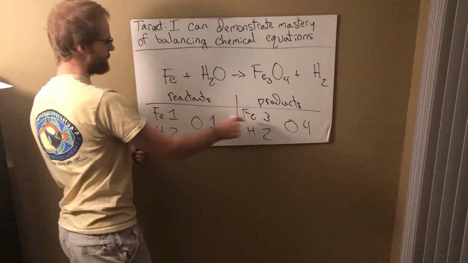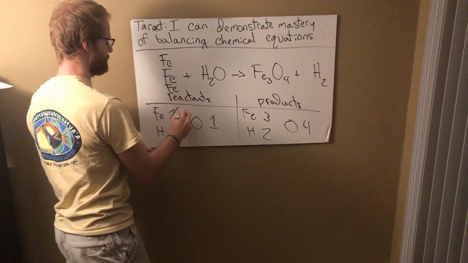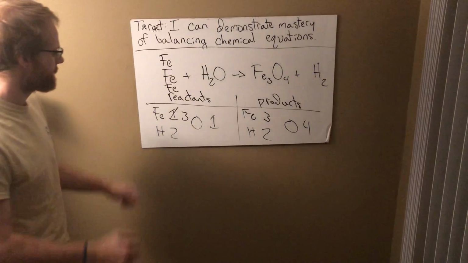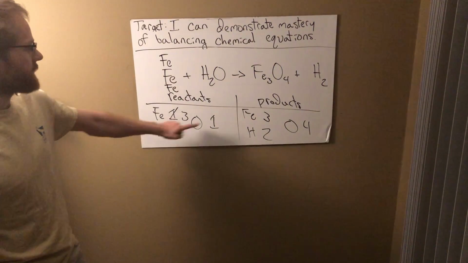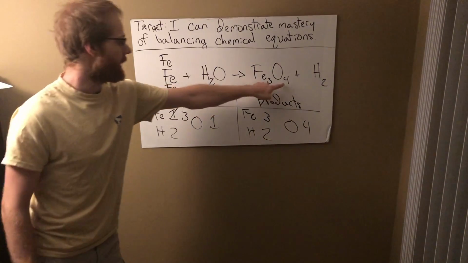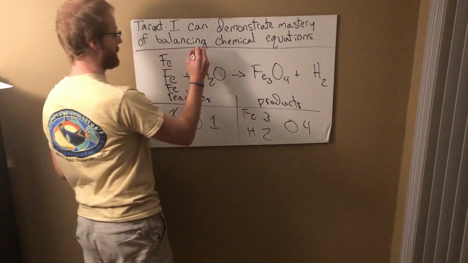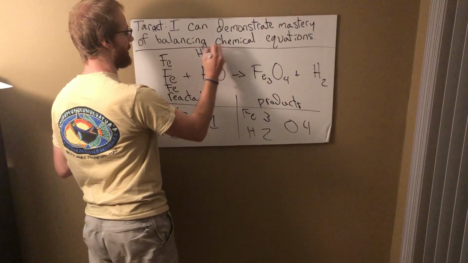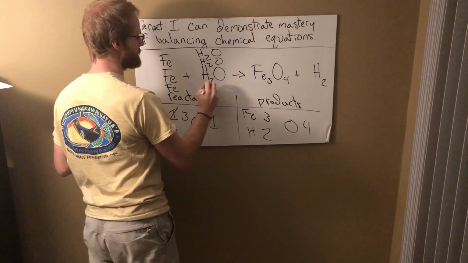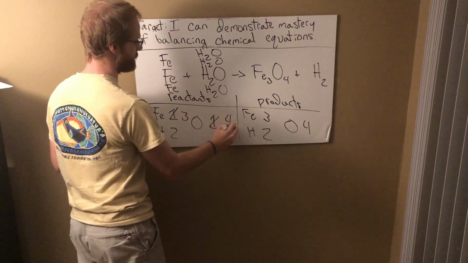Got 3 iron over here. We need 3 iron on this side as well. 1, 2, 3. Boom. Iron's balanced. Nice. Okay. Hydrogen is already balanced. Great. What about oxygen? Well, 4 oxygen, 1 oxygen. The only way we're going to get 4 oxygen on our reactant side is by having 4 water molecules. And since each water molecule has 1, we'll have a total of 4.